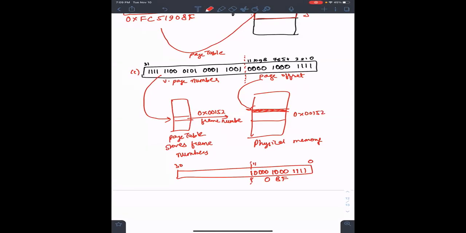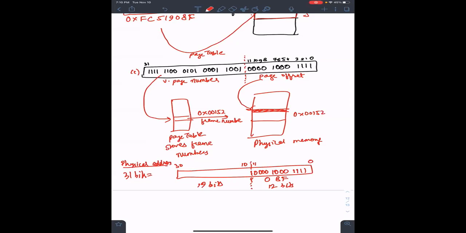So what is the frame number? 0x00152, right? So I need to make, out of 31 bits, 19 bits for my frame number, and then 12 bits for my offset, right? This makes up 31 bits in my physical address. All right, let me just clarify here. This is my physical address. That's the solution I'm looking at, right?